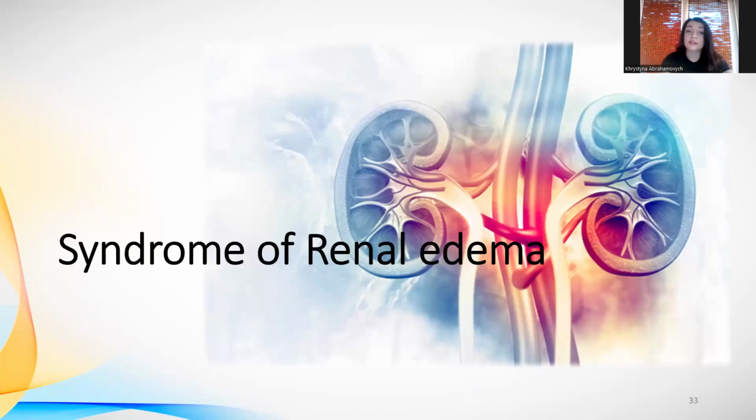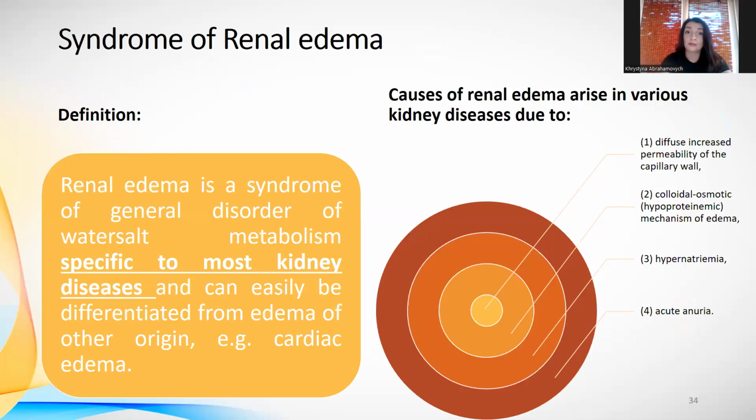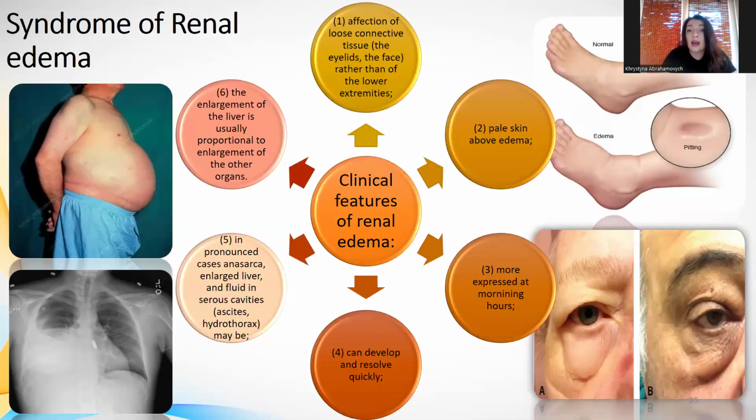Next syndrome is called syndrome of renal edema. And renal edema is a syndrome of general disorder of water-salt metabolism specific to most kidney diseases and can easily be differentiated from edema of other origin, for example, cardiovascular problems.